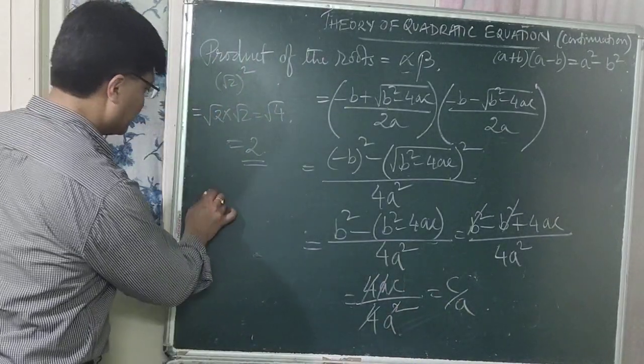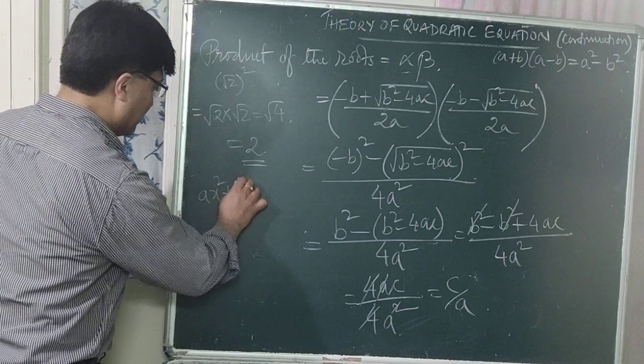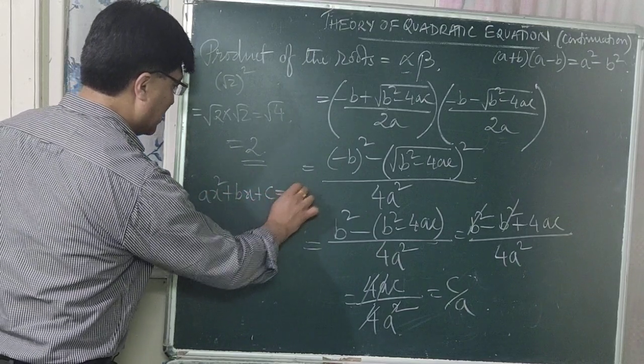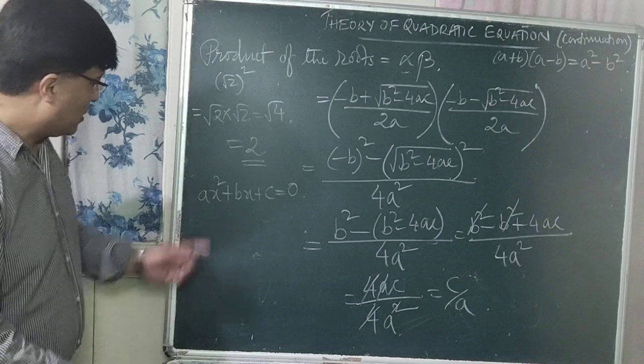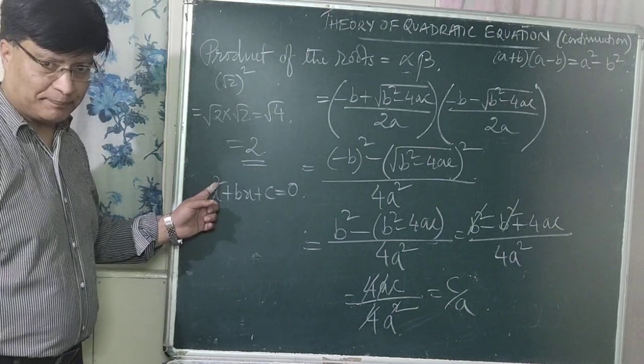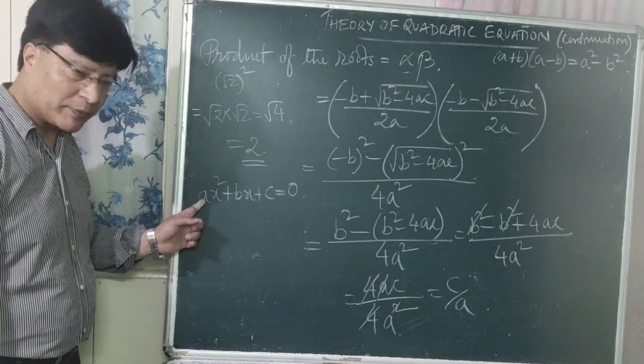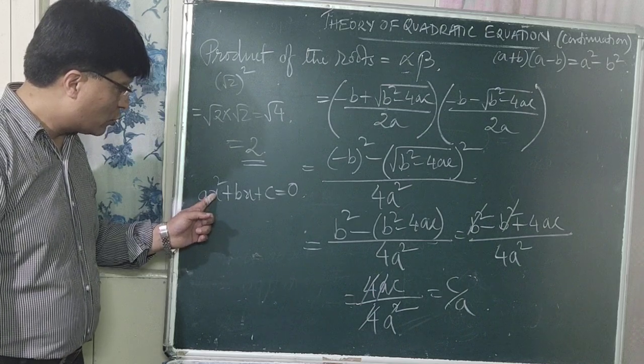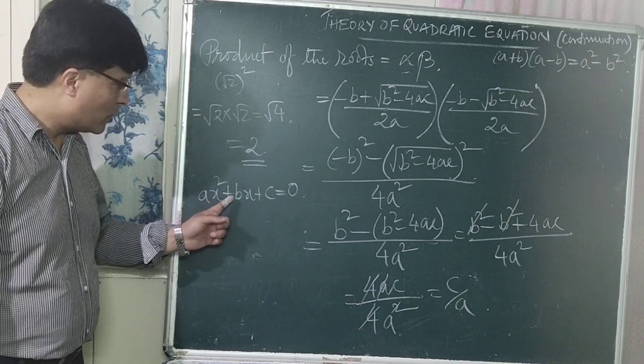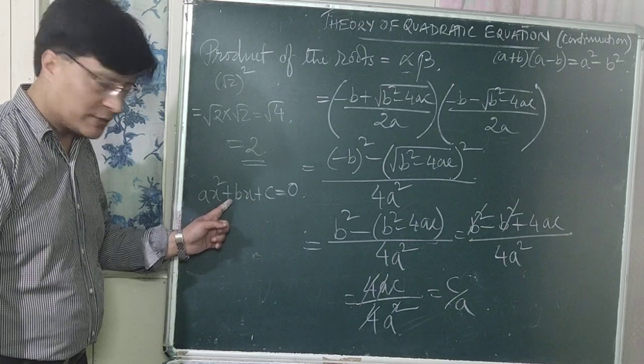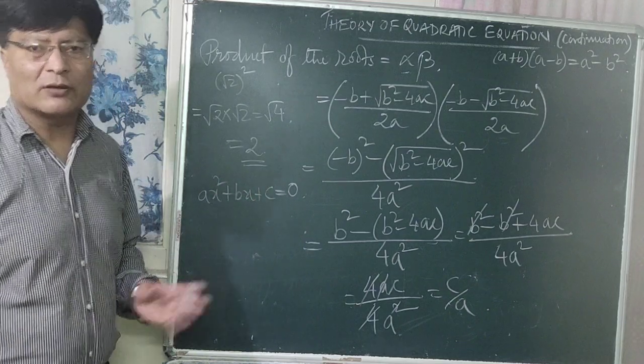Like ax square plus bx plus c is equal to 0. The ax square is there. What is the coefficient of x square? A. What is this a called? This is coefficient of x square. What is b? Coefficient of x. This c is known as constant.